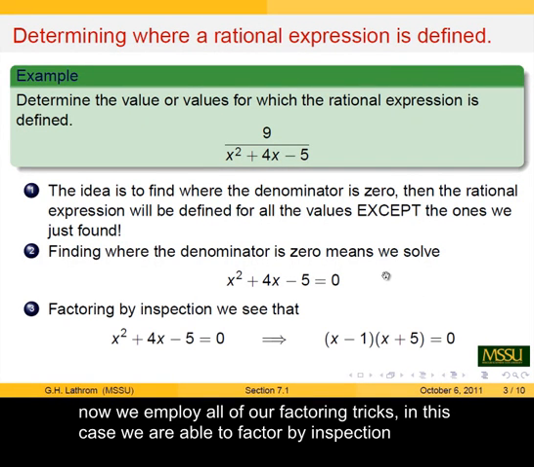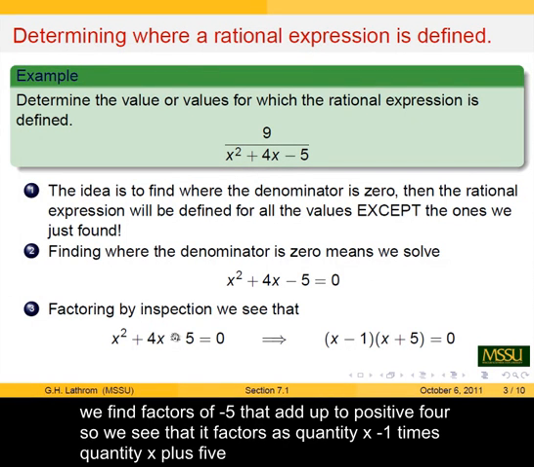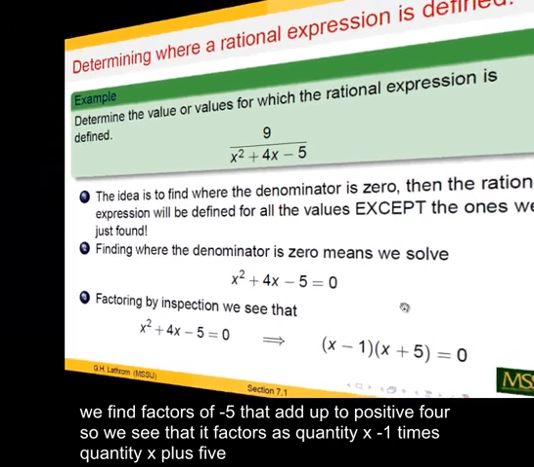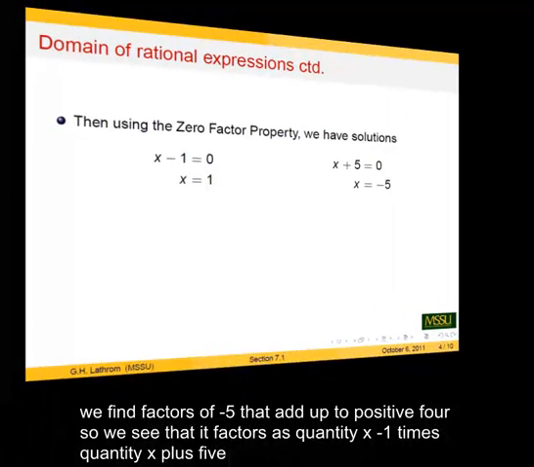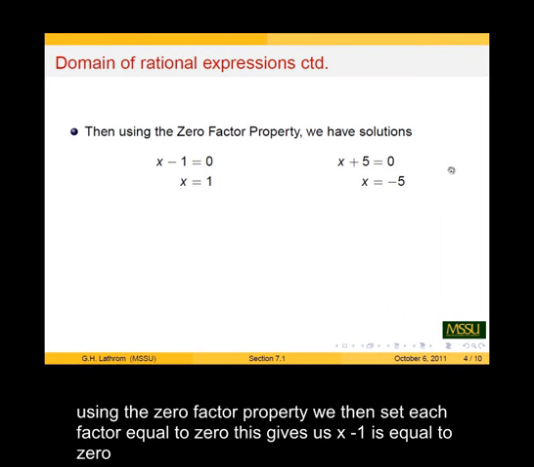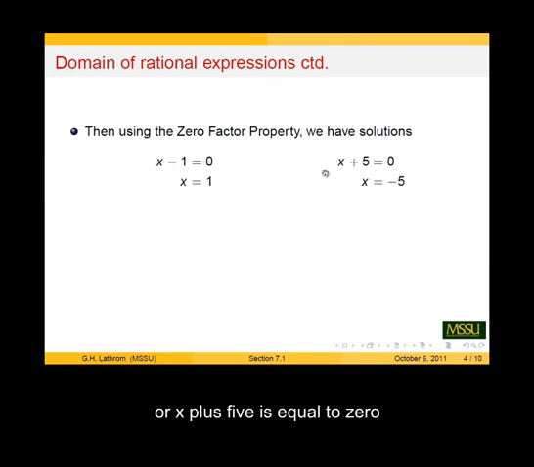Now we employ all of our factoring tricks. In this case, we are able to factor by inspection. We find factors of -5 that add up to +4, so that we see that it factors as quantity x minus 1 times quantity x plus 5. Using the zero factor property, we then set each factor equal to 0. This gives us x minus 1 is equal to 0, or x plus 5 is equal to 0.